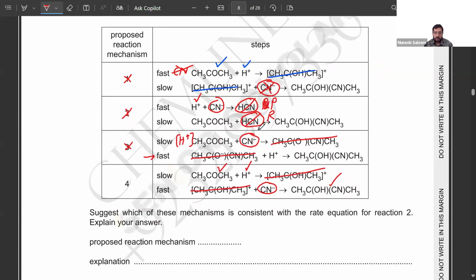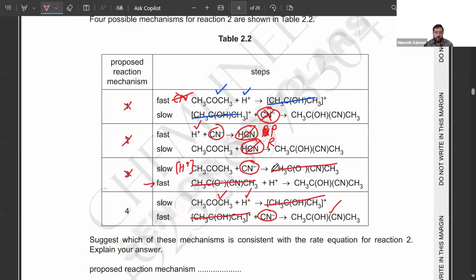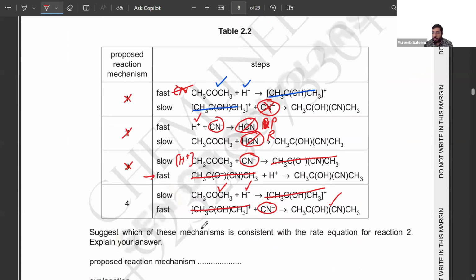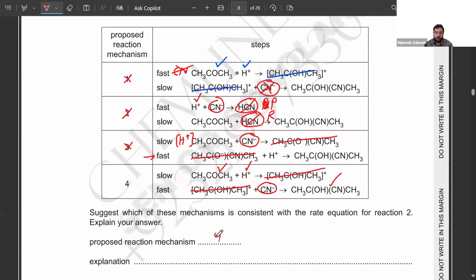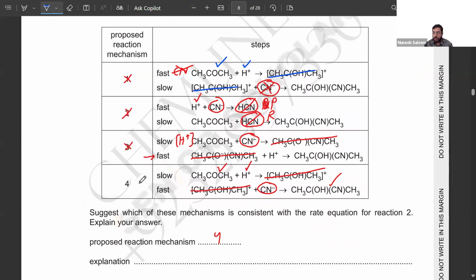It is not the species which is present in the chemical reaction here. So that's why it was cancelled. So looking into all these factors, we can now consider that the proposed mechanism is 4 over here. Now, you have to give the reason. Number one reason you have to explain.